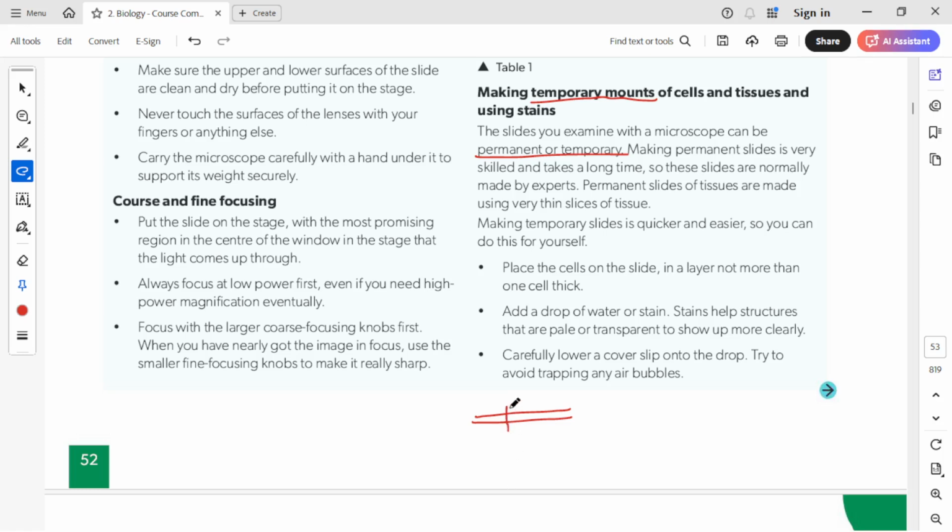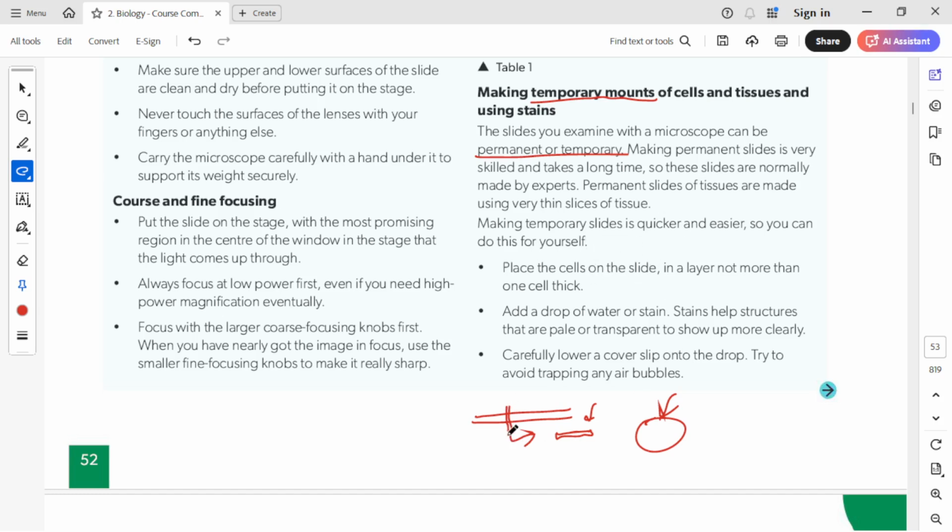I'll cut over here first, and then using an instrument, I'll cut it like this. So this thin slice, if I see it from the top, it will look like this. It has to be 1 cell thick to see the cells exactly under the microscope. So it needs a lot of expertise, but students generally make temporary slides, so they are quick and easy to make. If you do any practical in your lab, you will make a temporary slide.